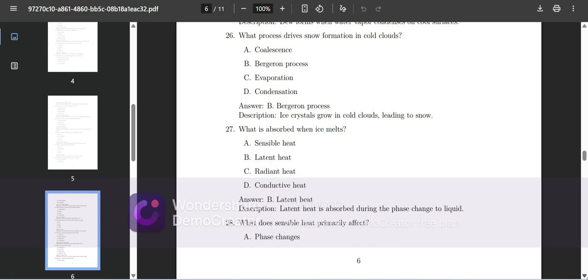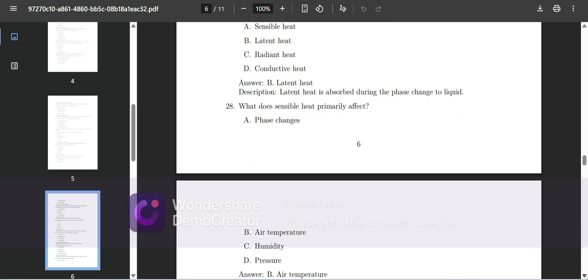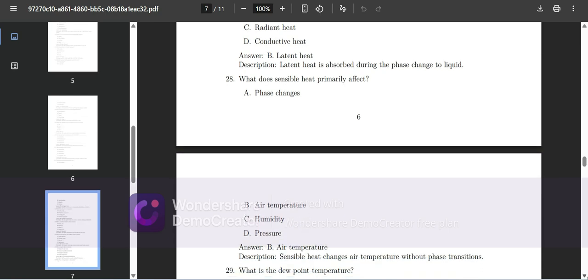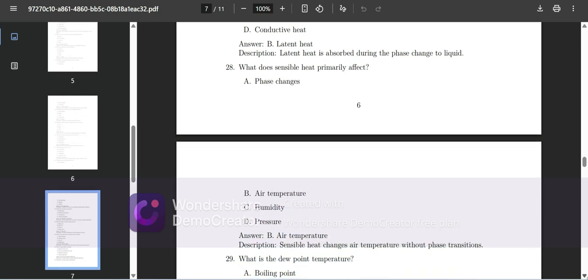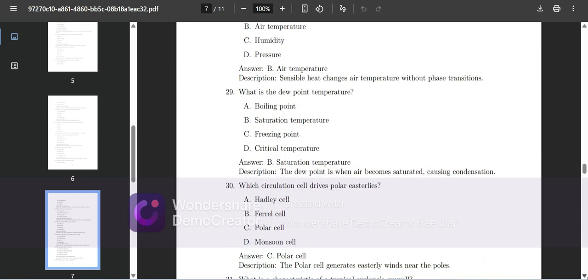What is absorbed when ice melts? Latent heat. Latent heat is absorbed during the phase change to liquid. What does sensible heat primarily affect? Air temperature. Sensible heat changes air temperature without a phase transition.